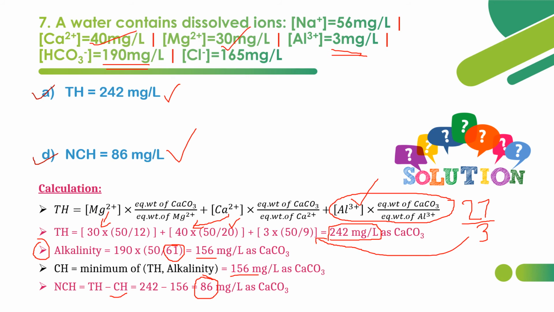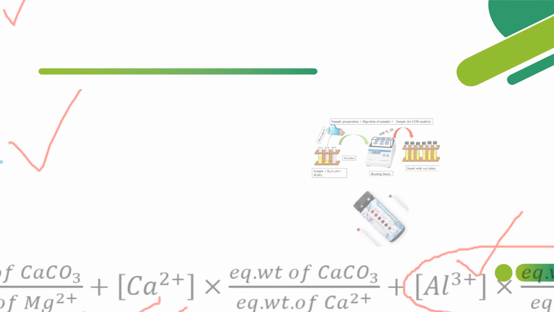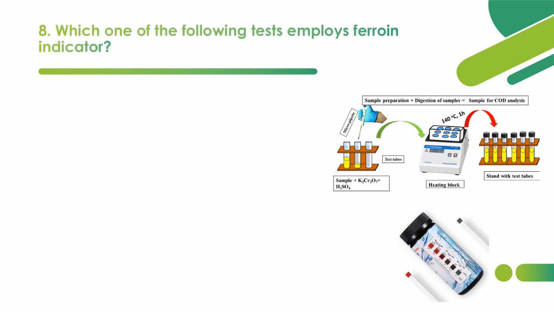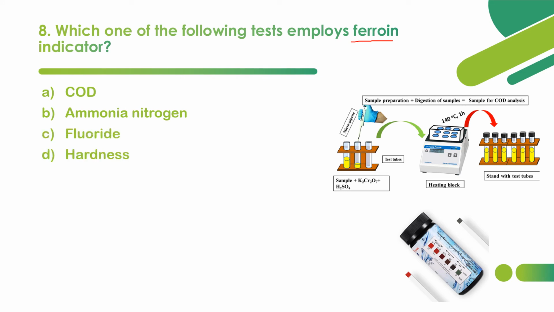Now let's move on to the 8th question, which is based on some tests. Which one of the following tests employs ferroin indicator? Option A COD, option B ammonia nitrogen, option C fluoride, option D hardness. What is the test that employs ferroin as indicator? Whether it is chemical oxygen demand, ammonia nitrogen, fluoride, or hardness.